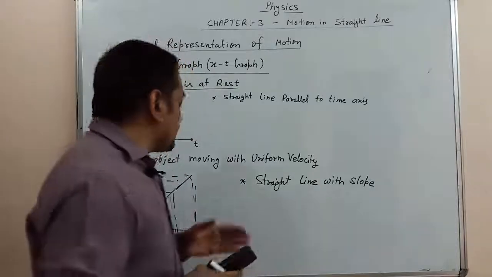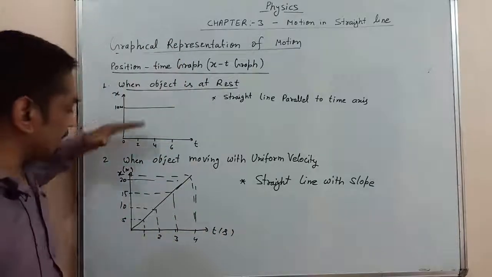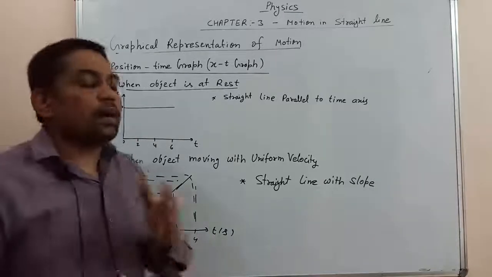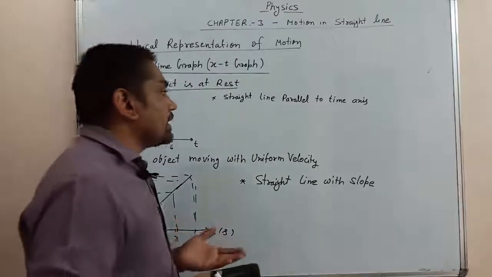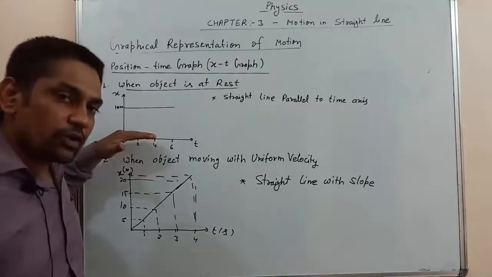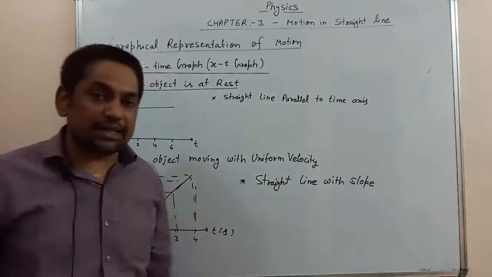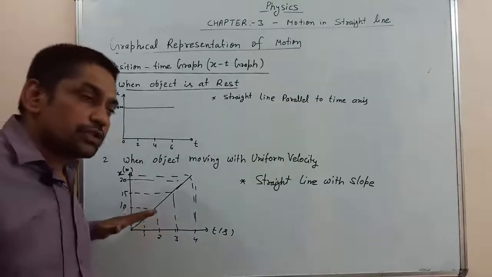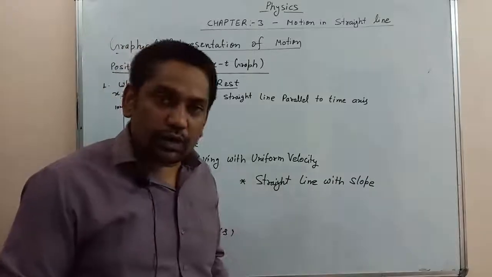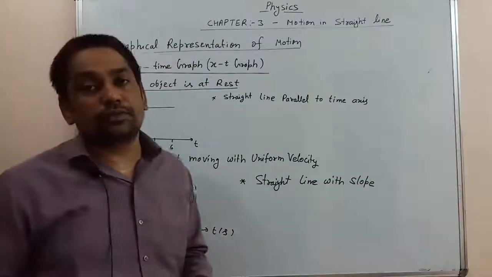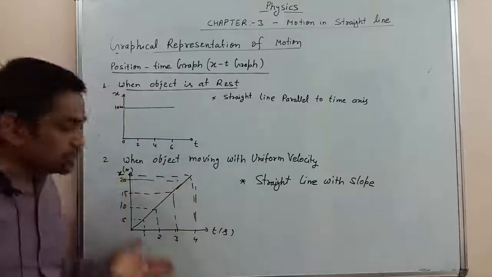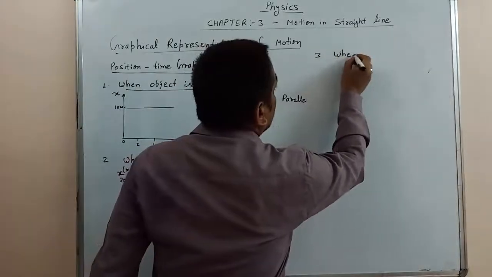Another kind of graph is when the graph is curved. This is a straight line parallel to the time axis. This is a straight line with a slope. But if the graph is curved, what type of motion does it represent? If the graph is a straight line parallel to the time axis, it represents that the object is at rest. If the graph is a straight line with a slope, it represents the motion of an object with uniform velocity. But what kind of motion is represented by a curved graph between displacement and time?